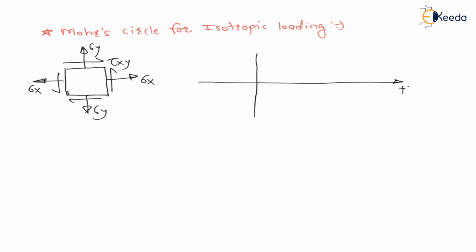Towards right, tensile normal stress is positive. Towards left, compressive normal stress is negative. Upward, clockwise shear stress is positive. Downward, anti-clockwise shear stress is negative. Right. Now O is the origin or center of the graph. From O to A, we have to plot the sigma x magnitude. From O to B, we have to plot the sigma y magnitude.